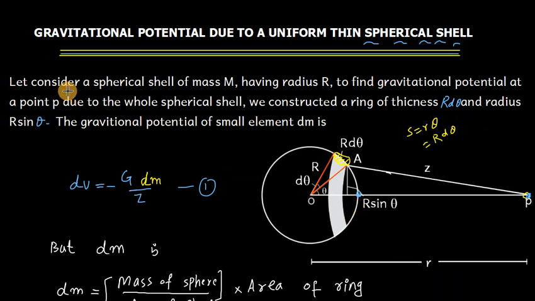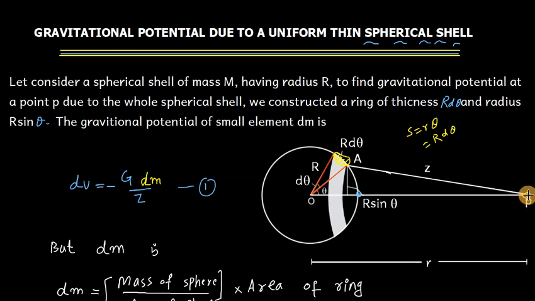So let's consider a spherical shell of mass capital M having radius R to find a gravitational potential at a point P. Due to the whole spherical shell, we constructed a ring of thickness R d theta and radius R sin theta. And the gravitational potential of small element dm is what?